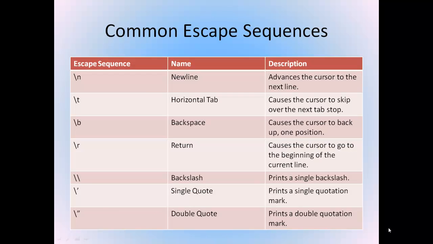This table contains a few common escape sequences that you can use in print statements. \n is used to move to the next line. \t will tab over one position before continuing output. \b will backspace one character, and \r will move the cursor back to the beginning of the current line. Two backslashes will print a single backslash, a backslash followed by a single quote will print a single quote, and a backslash followed by a double quote will print a double quote.